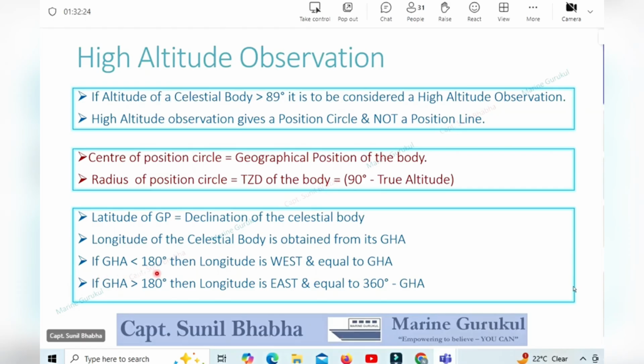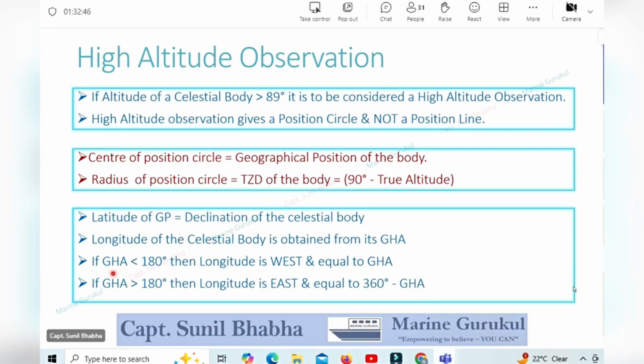If the GHA is less than 180, then the longitude is named west and equal to the GHA. And if the GHA is greater than 180, then the longitude is named east and equal to 360 minus GHA.